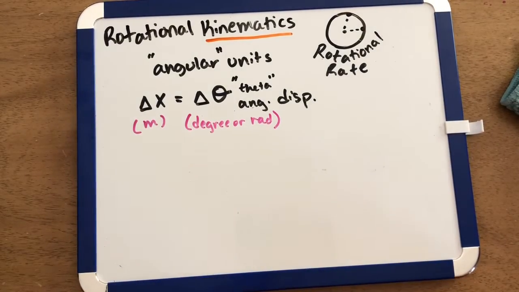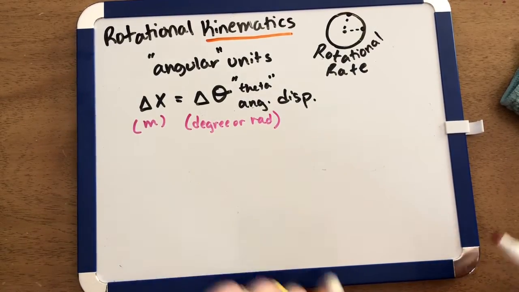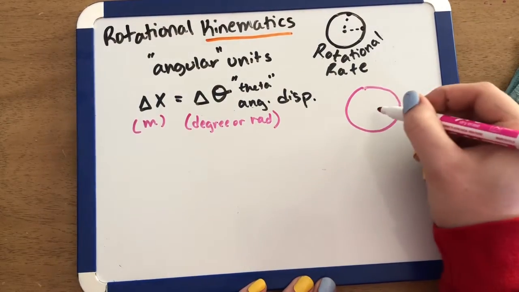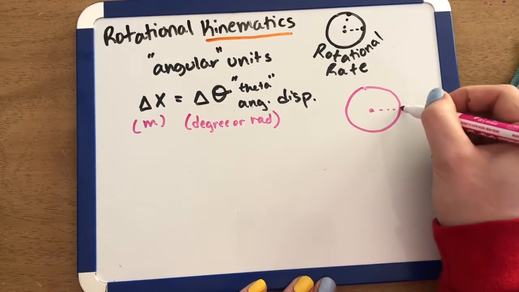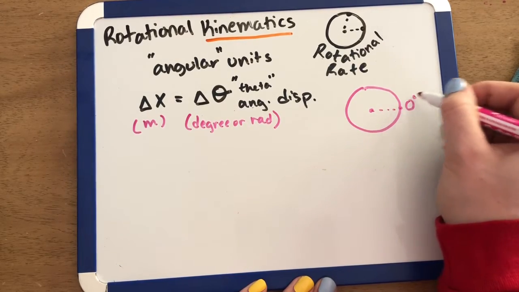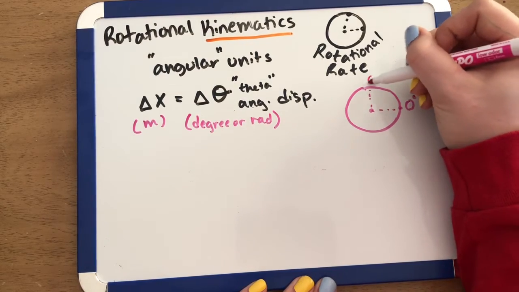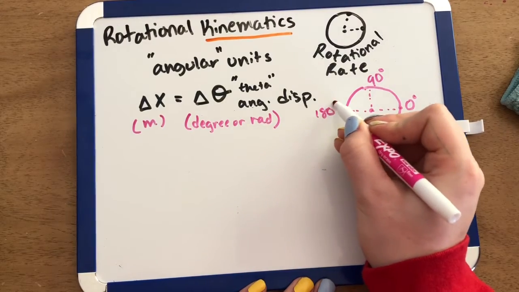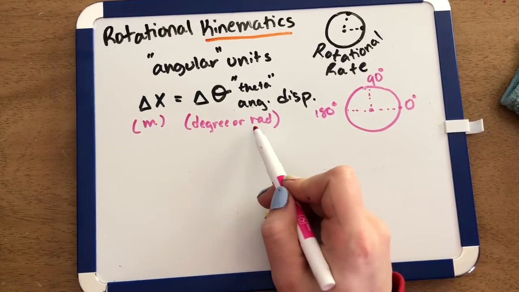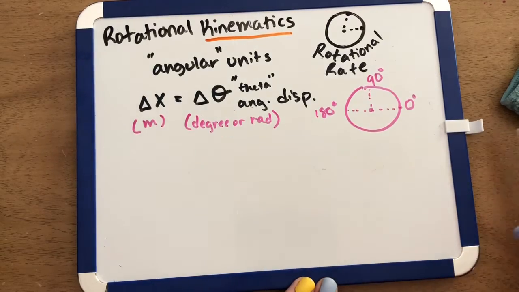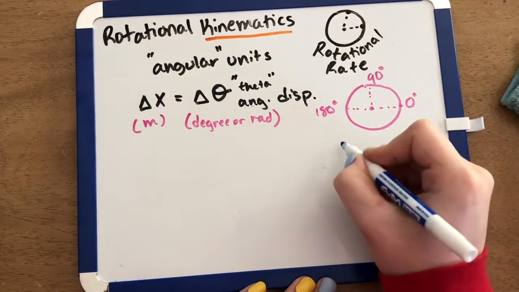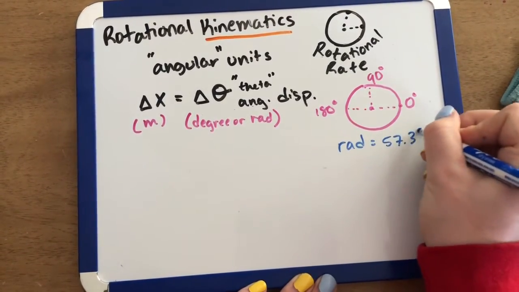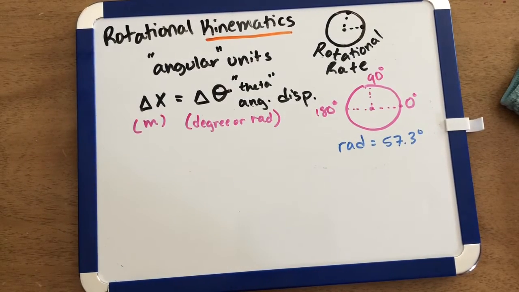So to understand this first before we go on, when we look at a circle, we know that if we start here, we have 0 degrees. Going up here, we make a nice 90 degrees. Coming over here, we have 180 degrees. But what is the conversion from radians to degrees? Well, 1 radian is equal to 57.3 degrees. That is not a nice number.